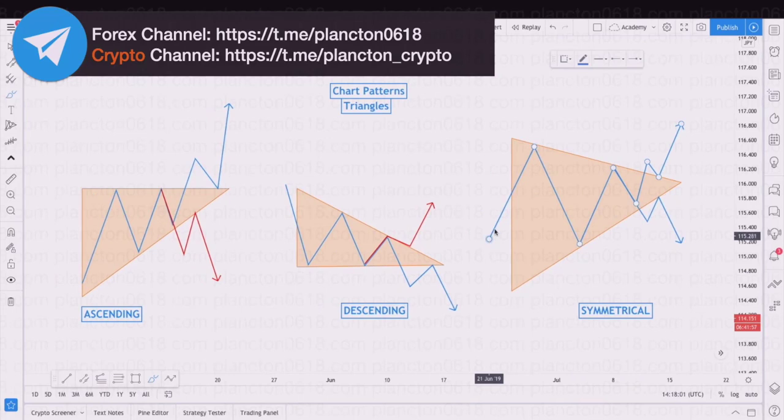In the symmetrical triangle, we consider a short or long position when the price breaks either above or below the trend line and the structure and retests it.